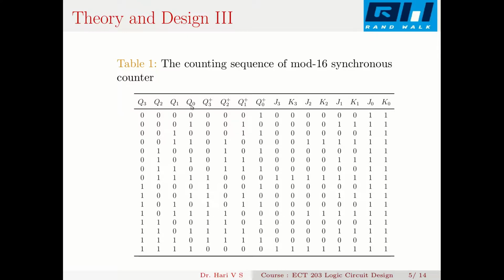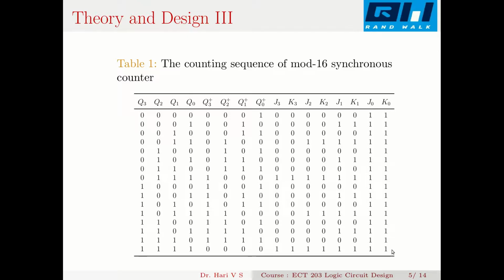Q0 toggles to Q0 plus. If you look at this column and this column, you can see that it always toggles. So that means J0 and K0 should be 1. That is the toggling condition, J0 equal to K0. So the J0 column is filled with 1s, and the K0 column is filled with 1s.